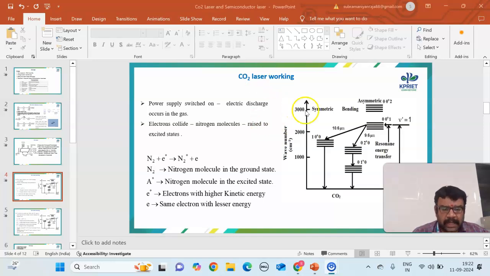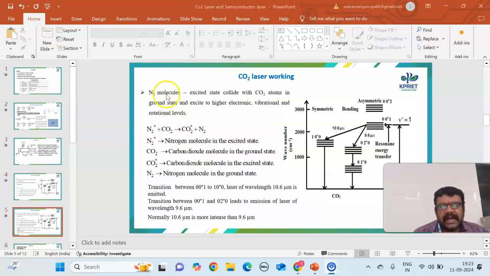So this is the carbon dioxide laser working, and this shows the energy transitions between the various vibration modes: asymmetric, bending, and symmetric. Here, when we switch on the power supply, electrical discharge occurs in the gas. As a result, electrons collide with the nitrogen molecules and raise them to the excited state. This is explained in this equation. Here, the electron collides with the nitrogen molecule, and energy is transferred from the electron to the nitrogen. So nitrogen is excited. This star indicates the higher energy level, that is, the nitrogen is in the excited level, and the electron loses its energy as a result of transferring energy to the nitrogen.